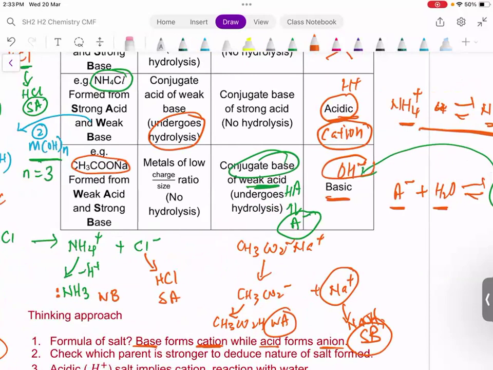Charge size ratio only applies to metal cations, but it's not always a metal cation.